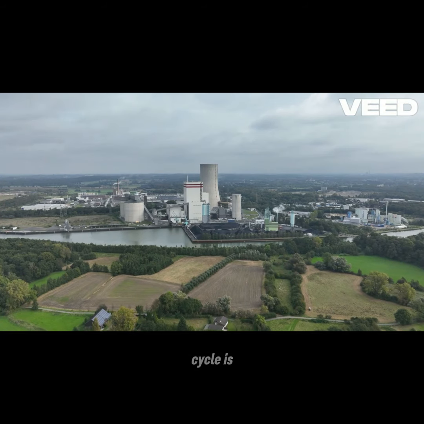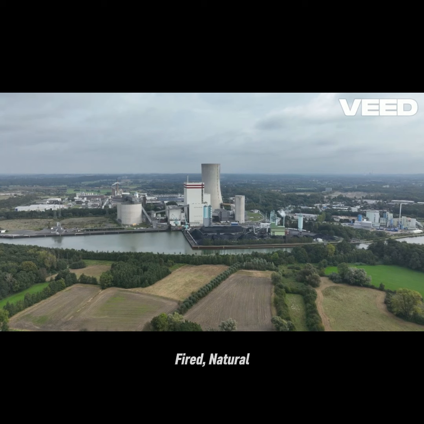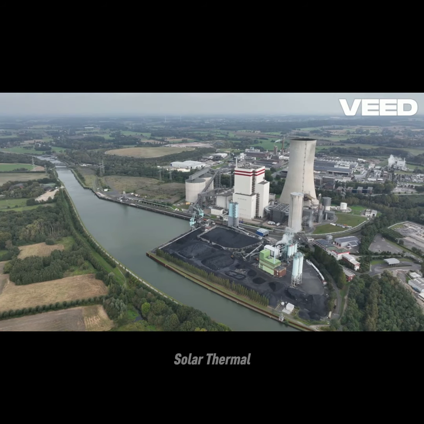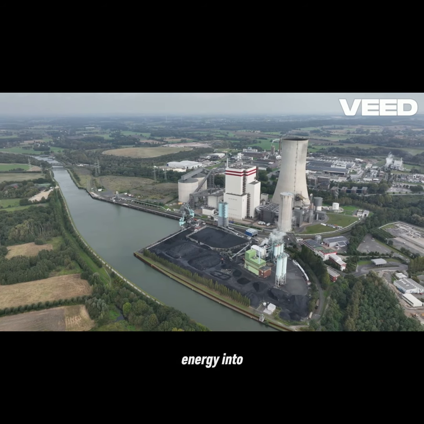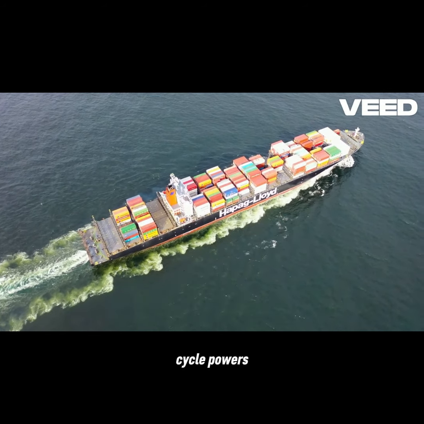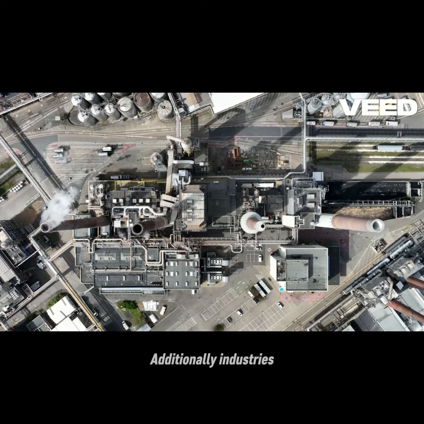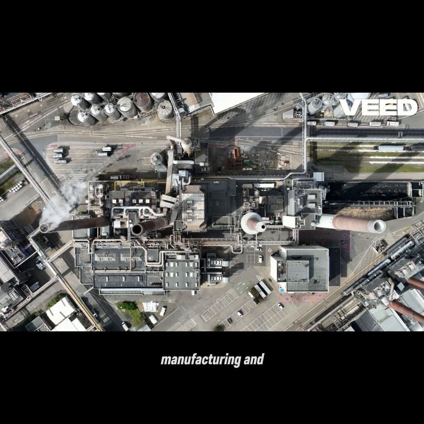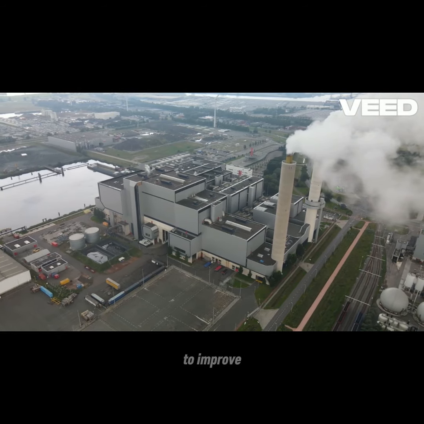The Rankine cycle is widely used in various power plants, including coal-fired, natural gas, nuclear, and solar thermal plants. It plays a crucial role in converting heat energy into electrical power. In marine propulsion, the Rankine cycle powers marine engines, helping large ships navigate the seas. Additionally, industries like chemical manufacturing and food processing use the Rankine cycle in waste heat recovery systems to improve energy efficiency.